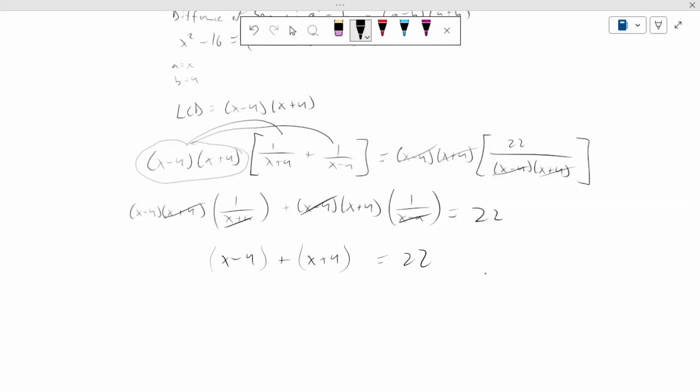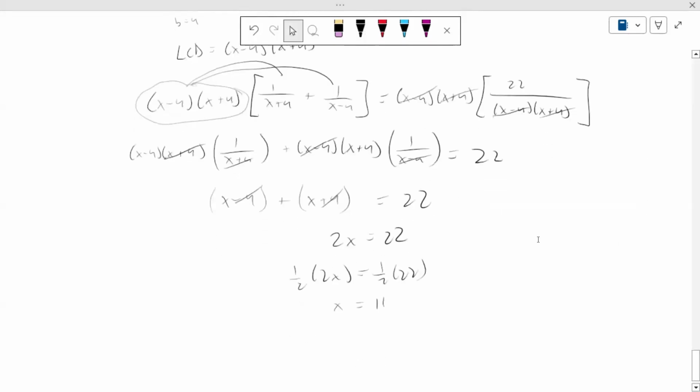Now I combine like terms. Minus 4 and plus 4 cancel, so I have 2x is equal to 22. Multiply by 1/2 on both sides, so I get that x is equal to 11. So my solution is x is equal to 11. Any questions so far before we check it? Any questions? All right, well, let's check it then.